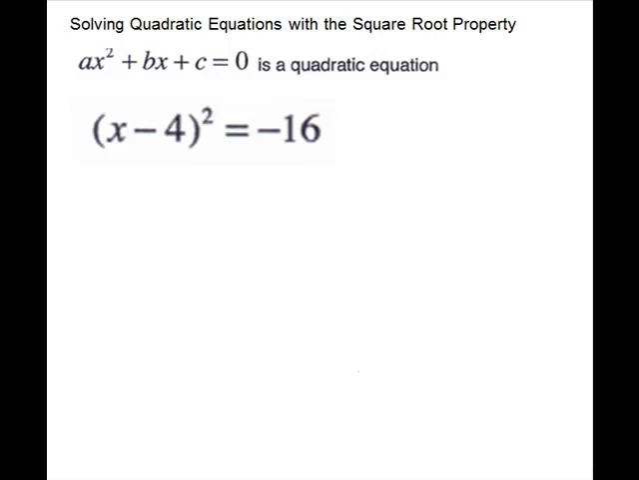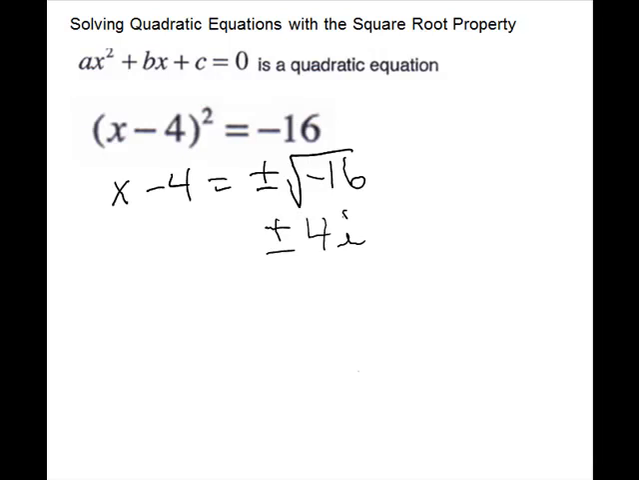Let's try another problem. We have something squared equals a constant. So take your square root of both sides. It will leave us x minus 4 equals plus or minus square root of negative 16. 16 is a perfect square. This one also has that square root of negative 1, or the i. So this will simplify to 4i. We will add this 4 to both sides. So x equals 4 plus or minus 4i.